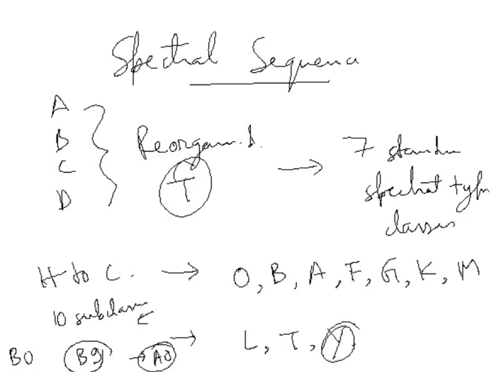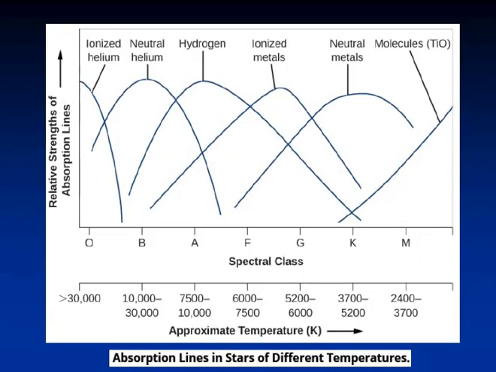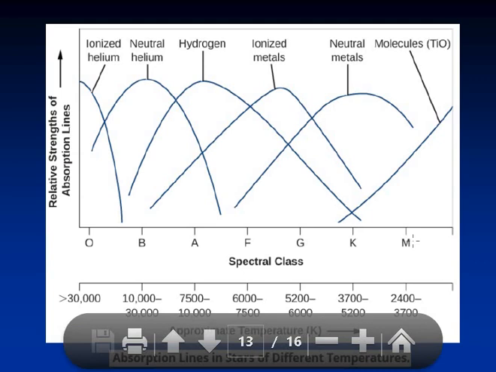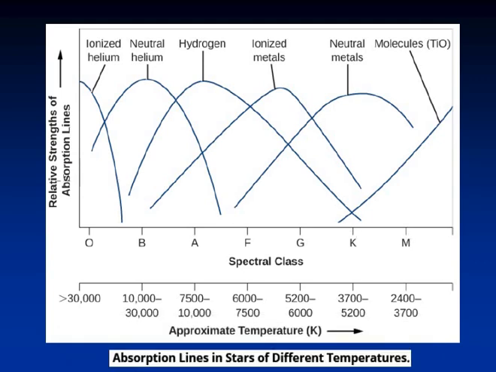Similarly, every other chemical element in each of its possible stages of ionization has a characteristic temperature at which it is most effective in producing absorption lines in any particular part of the spectrum. Now, let's take a look at some of the details of how the spectra of stars change with temperature. I have shown you the absorption lines in stars of different temperatures. This is the spectral class and relative strength of the absorption lines.